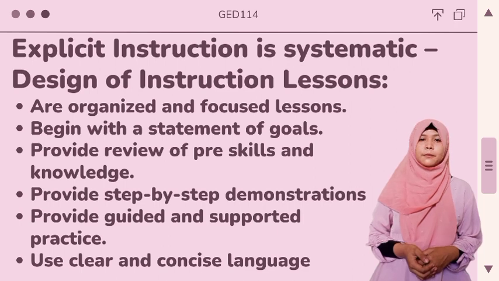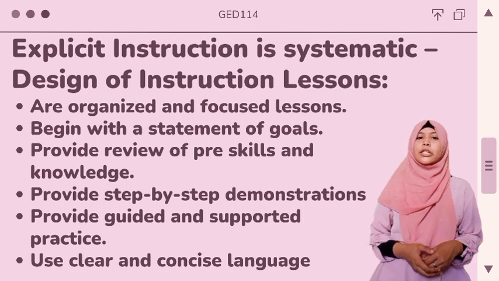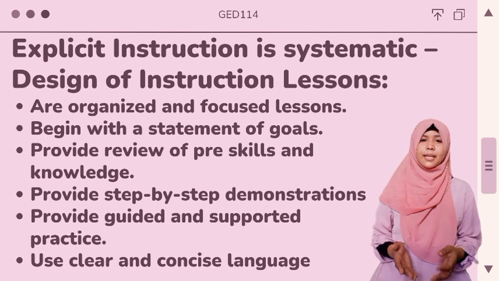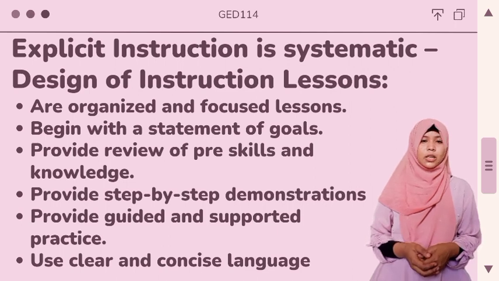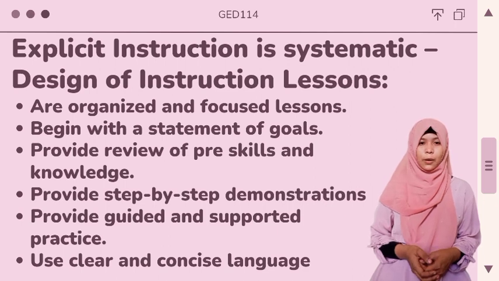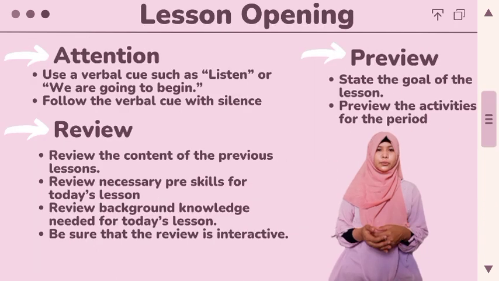Number 5, provide guided and supported practice. Your actions need to have a basis and relevance. Number 6, use clear and concise language. If you think that the learners will not understand the lesson if you use the English language, then use the language that everyone can comprehend. Here is one of the guides that can help teachers in practicing explicit instruction.